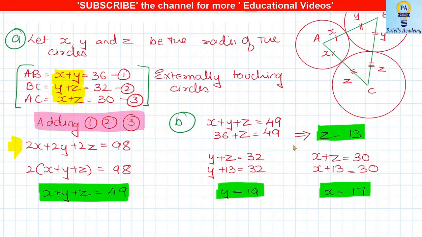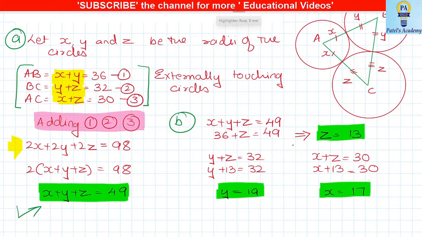See the next step. 2x plus 2y plus 2z equals, and when I add all the right hand sides, that is 36 plus 32 plus 30, I get 98. Now after that, I'm taking 2 common and dividing by 2. After I divide by 2, I get x plus y plus z as 49. So I got one more equation where I have all the 3 variables, x plus y plus z equals 49.